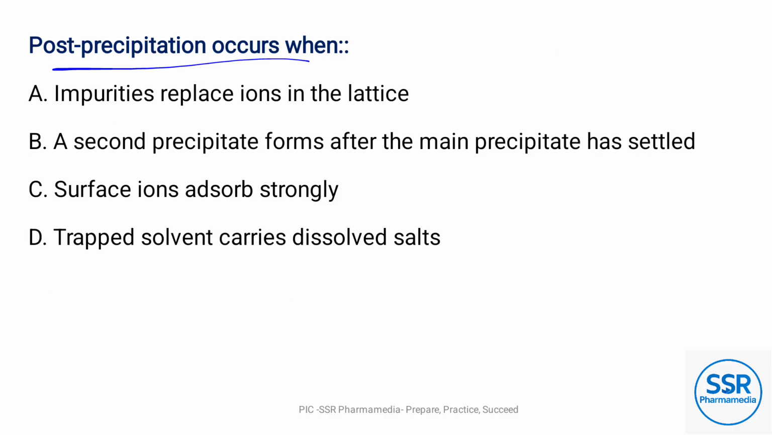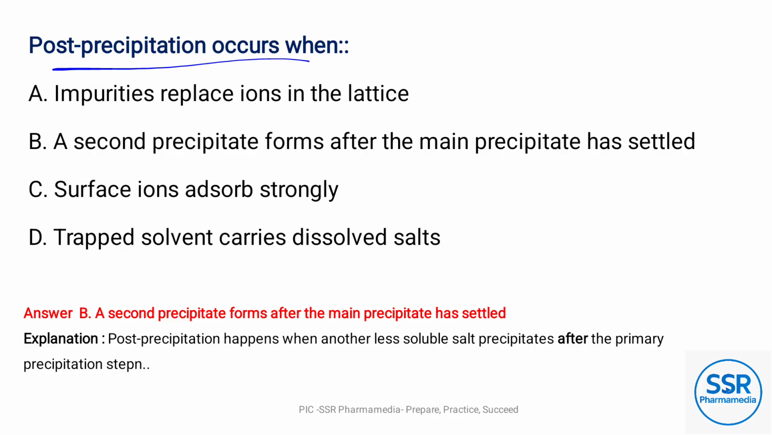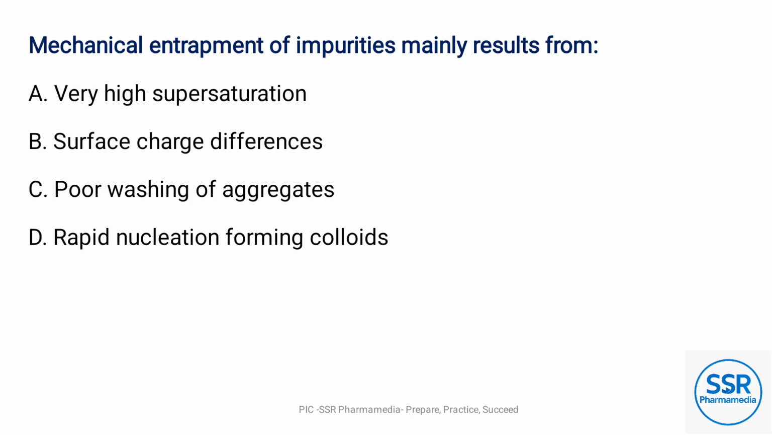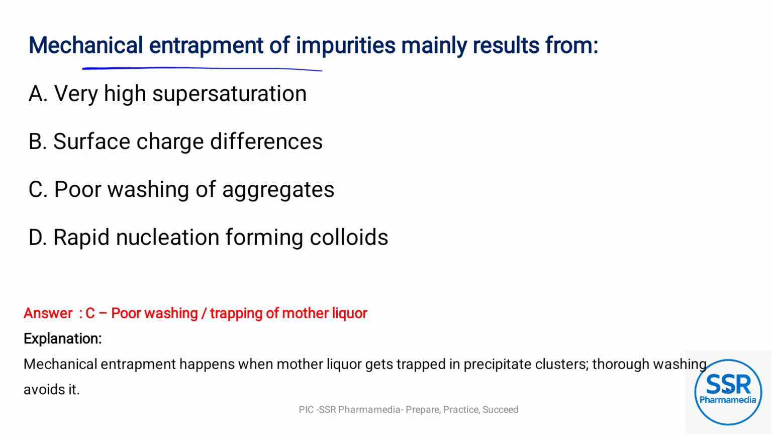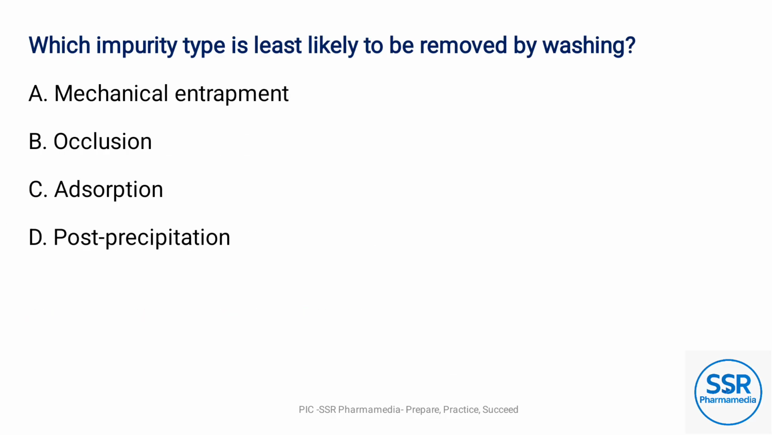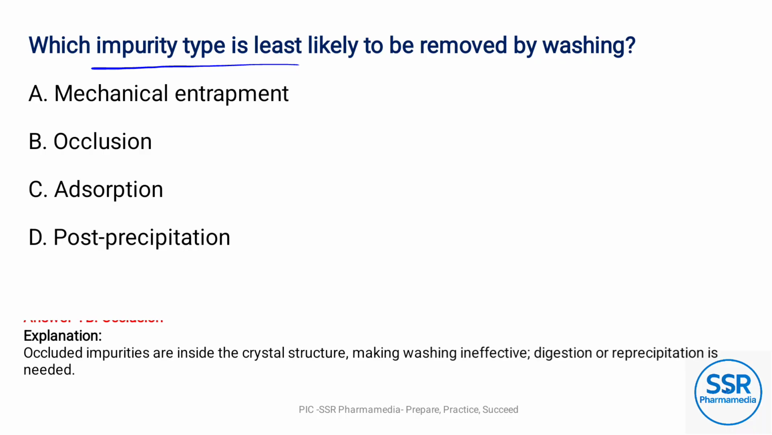Post-precipitation occurs when, so option B, a second precipitate forms after the main precipitate has settled. Mechanical entrapment of impurities mainly results from, so option C, poor washing of aggregates. Which impurity type is least likely to be removed by washing? So option B, occlusion.